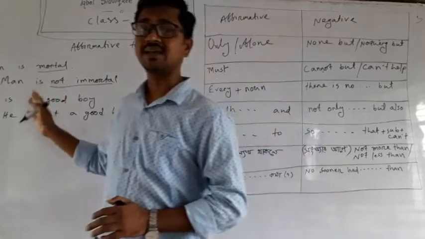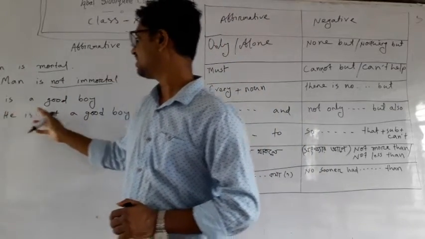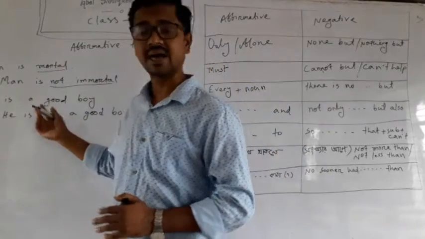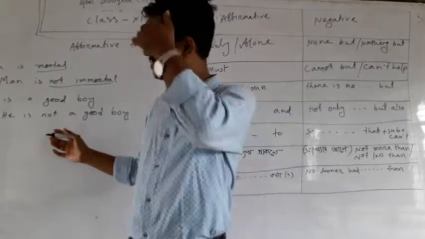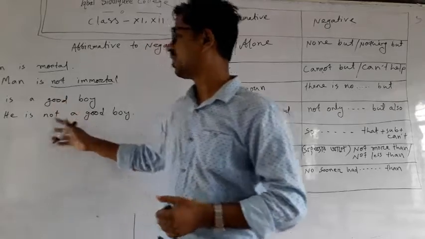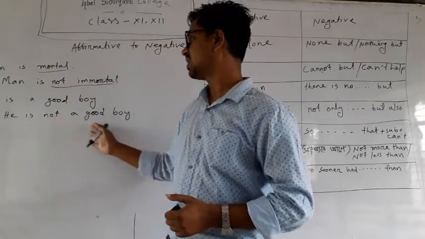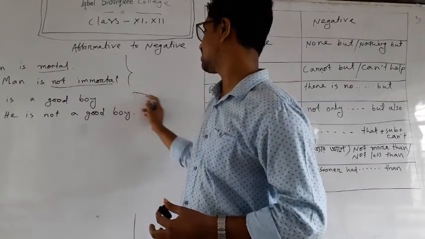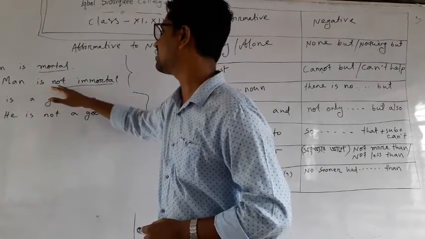On the other hand, when we use "not" in the other pair of sentences, it has also become a negative sentence. "He is a good boy," and here, "he is not a good boy." What is the difference between these two pairs of sentences? "Man is mortal" and "man is not immortal."